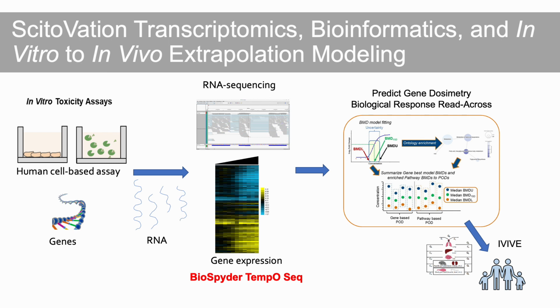So finally, ScitoVation has a long history of being very active in doing physiologically based pharmacokinetic modeling, and more recently in vitro to in vivo extrapolation modeling using gene expression profiling data. And that's depicted in this slide. So we can take those gene expression data, the TGx-DDI biomarker, for instance, do biological dosimetry, do reverse dosimetry, and identify concentrations that may be safe for human exposure and lead to very little risk in humans, using extrapolation modeling from our human cell-based assays to in vivo.